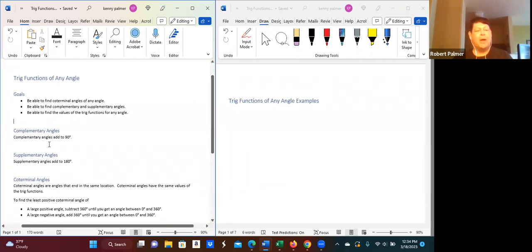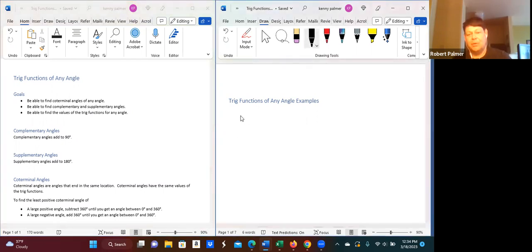So complementary angles are angles that add to 90 degrees, and supplementary ones are angles that add to 180 degrees. Let's take a look at a few examples of this. First, complementary angles. Those are angles that add to 90 degrees.